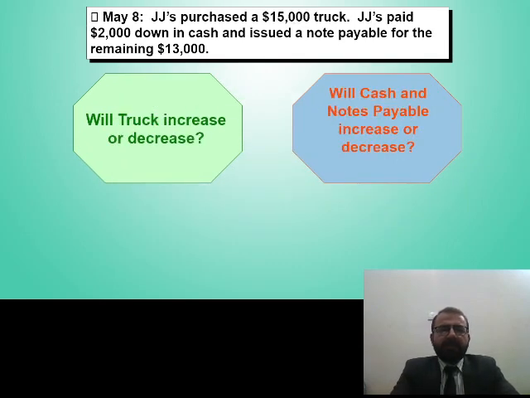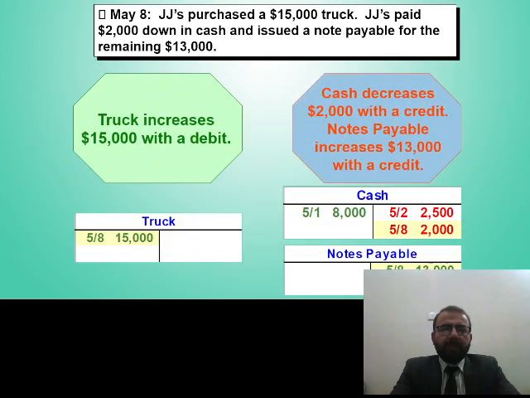On May 8, JJ's purchased a truck for $15,000. JJ's paid $2,000 down in cash and issued a note payable for the remaining $13,000. So truck increases by $15,000 and will be debited, and cash decreases by $2,000 and will be credited. Note payable increases by $13,000 and will also be credited.